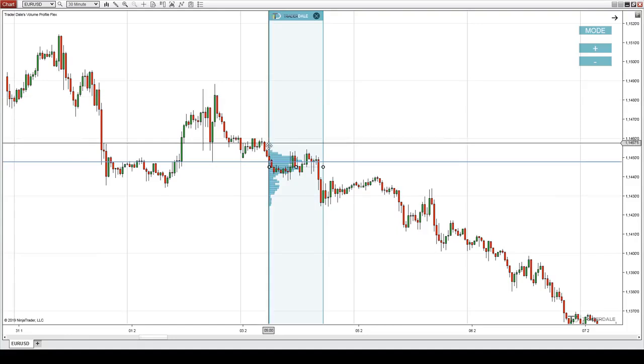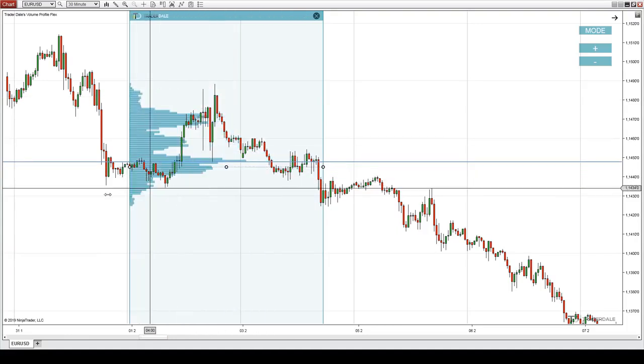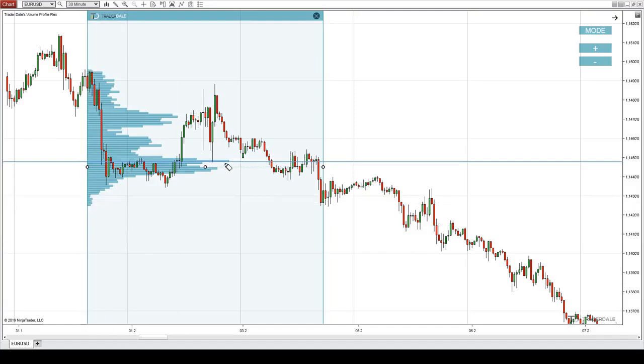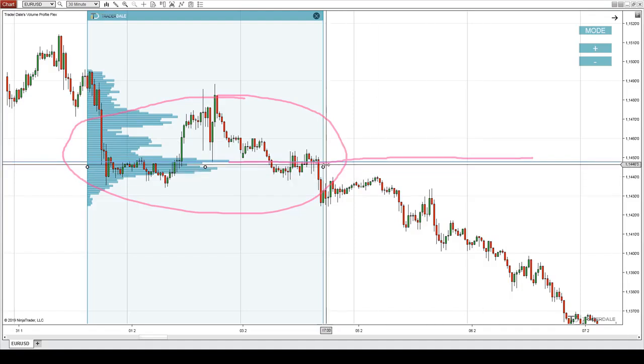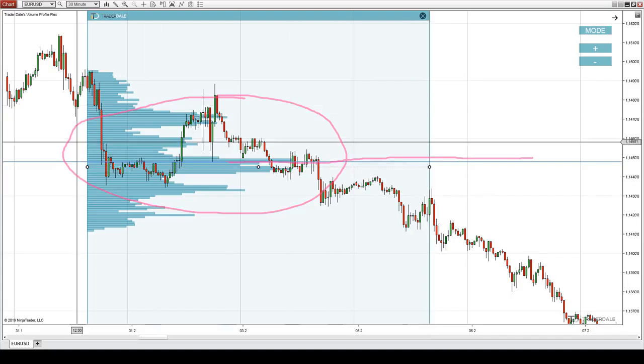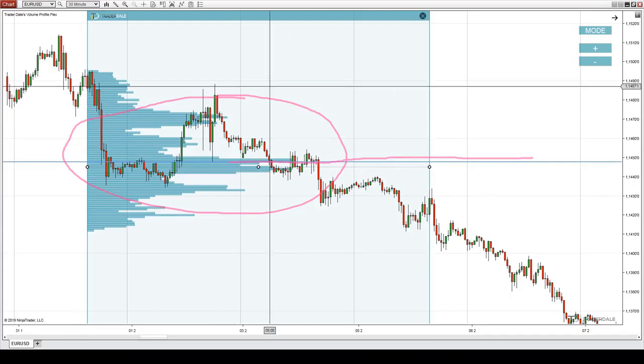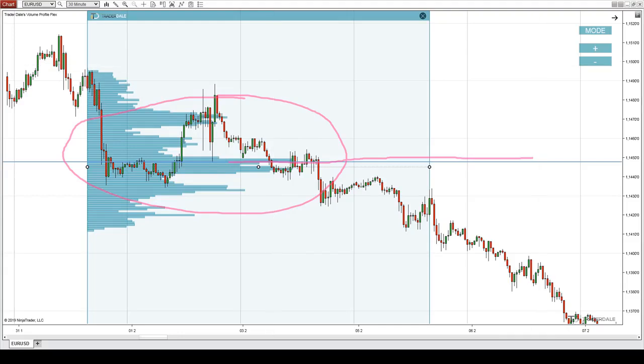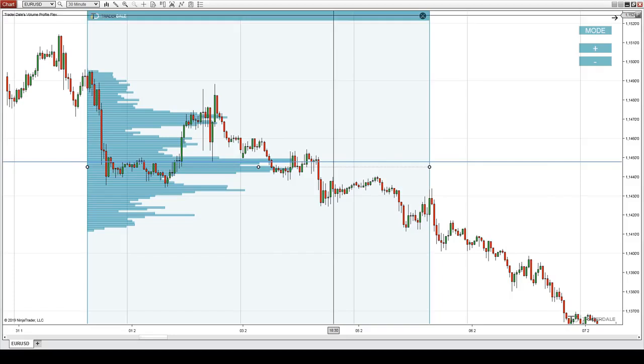And let's stretch the profile over this whole period. As you can see, the heaviest volumes in this whole period were in here. So this is probably why the price reacted so nicely and so aggressively to the level, because it was the point of control of this big and significant area. Most likely it was a weekly point of control. Alright, so this was a very strong level to go short from, even though it was pretty old.